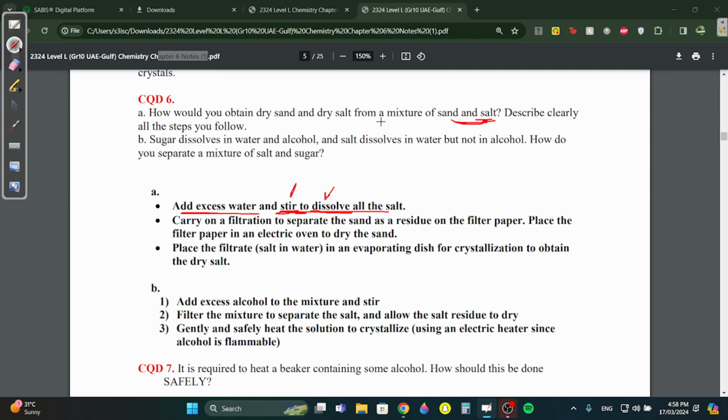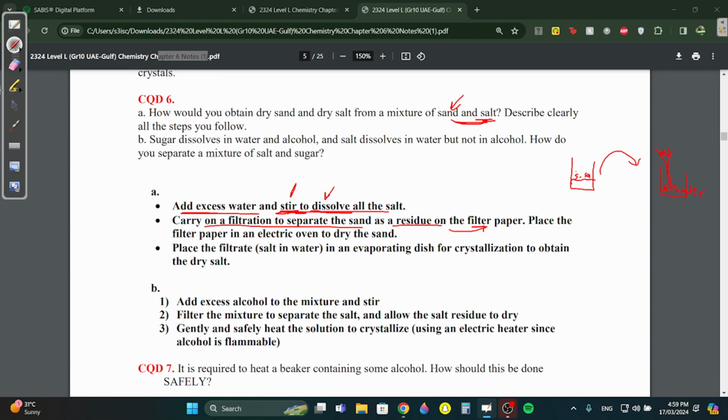Say stir also. After stirring, you want to remove the sand now. We say perform filtration to separate the sand, and say the sand will be the residue left on the filter paper, because we have the salt and sand mixture, right? It's the water, it has salt and it has sand. We pour it now in the filter paper. It's like this. The sand is gonna stay here as the residue, and then the salt water is gonna go down.